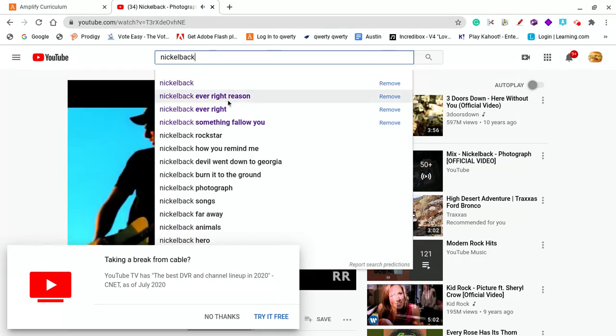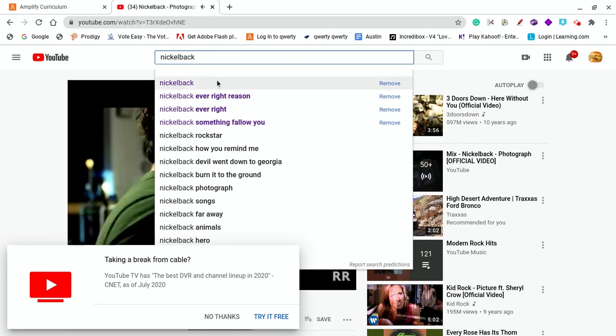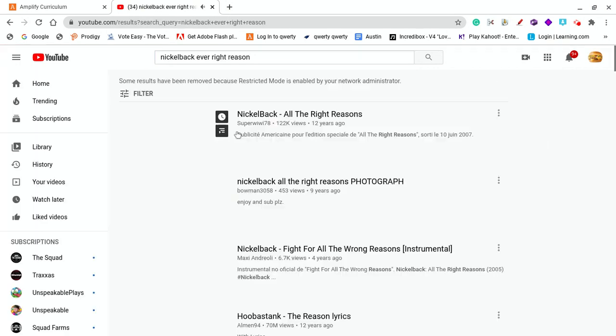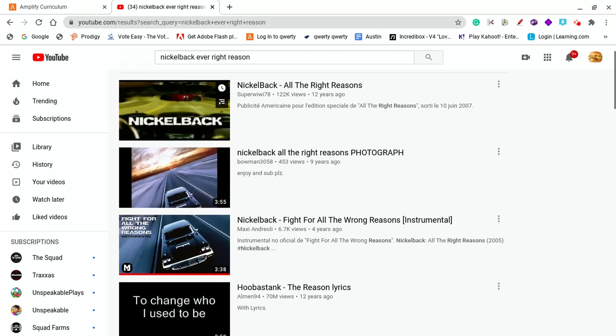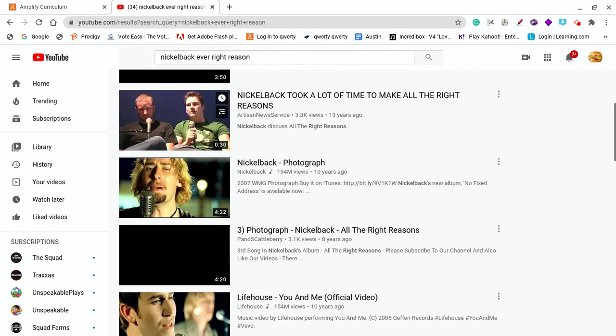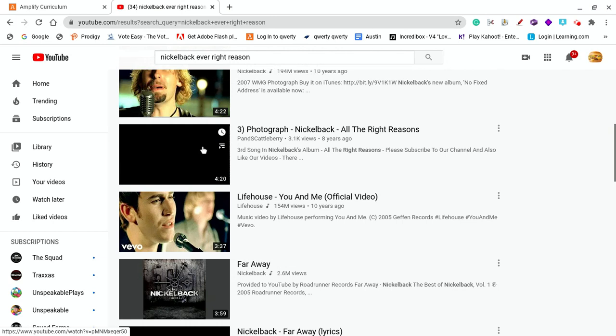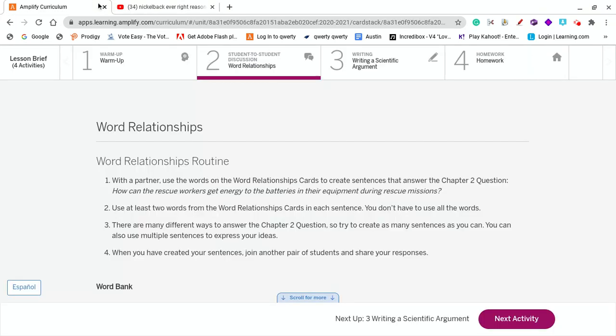You can also use multiple sentences to express your ideas. When you have created your sentences, join another pair of students and share your responses. You will see on the screen there are 5 words: convert, transfer, energy, potential energy, and kinetic energy. You're going to get with a partner, and you're going to quiz each other. Let's say Edwin and I are partners, right, Edwin? I'm going to be quizzing Edwin, and he's going to do the same thing to me.